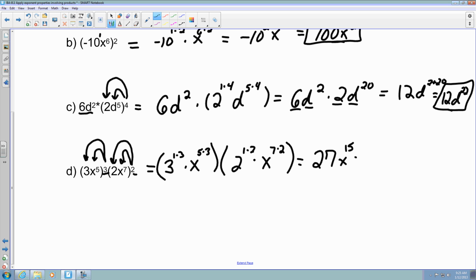multiplied by 2 to the second power. That's 2 times 2, so that's 4. And now we have x to the 7 times 2, which gives you 14. So 27 times 4 equals 108. And now we can use the product of powers property for our x to the 15th and x to the 14th. Since they have the same base, we got x to the 15 plus 14, which gives me x to the 29th power.